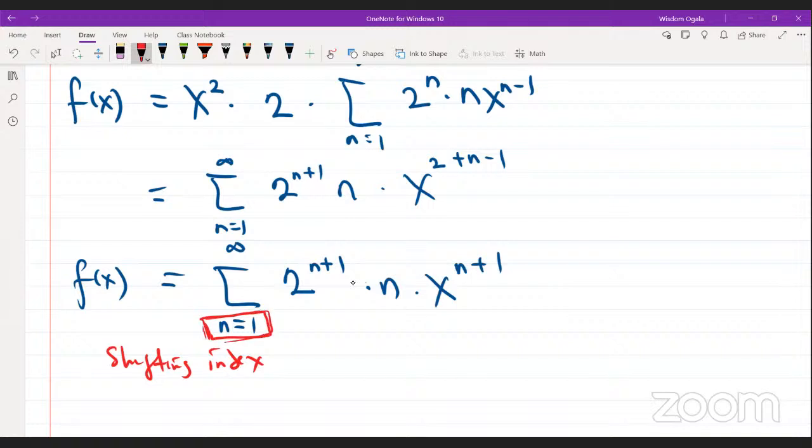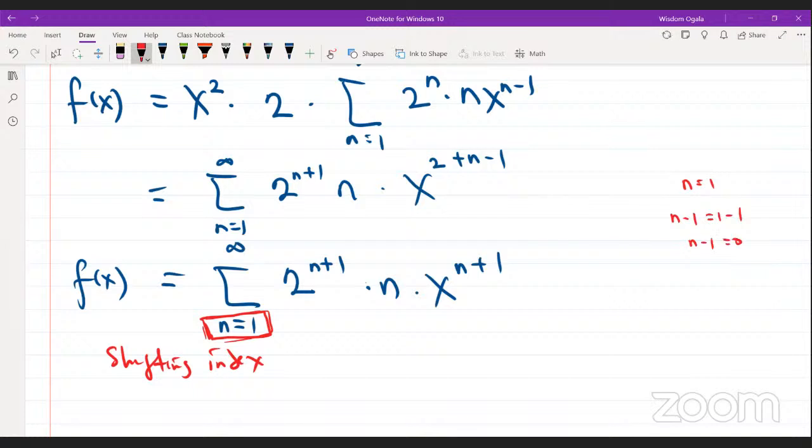If I need it to start from 0, think about n equals 1. I don't want this one. Now I want n equals 0. So what would I do? Take a look at n equals 1. Just subtract 1. If you subtract 1 from both sides, you get n minus 1 equals 1 minus 1, so n minus 1 equals 0.